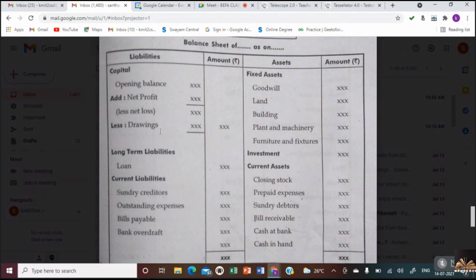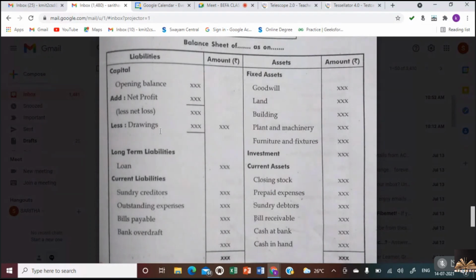Then long-term loans, take them if given in the trial balance. Sundry creditors, you have to take whatever is given. Outstanding expense. What do you mean by outstanding expense? It is a current liability. Outstanding expenses will be given in the adjustment. You have to pay but didn't pay. Expenses that need to be paid but were not paid are known as outstanding expenses, like insurance that should be paid but hasn't been.